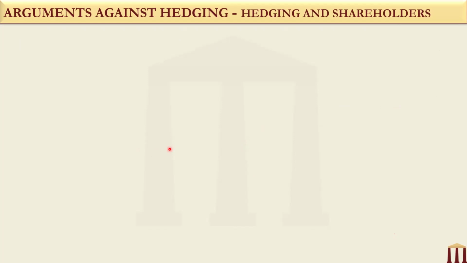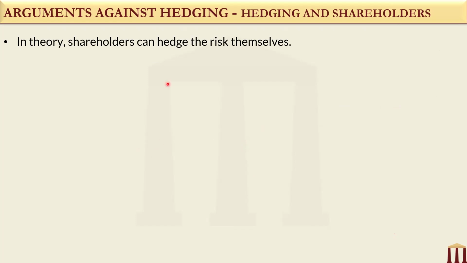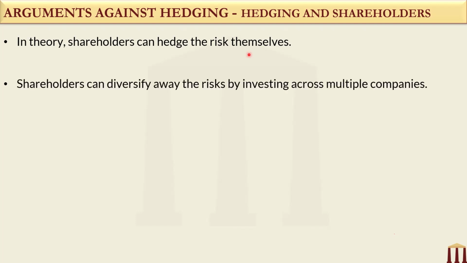Okay. The first argument deals with hedging and shareholders. So in theory, shareholders can hedge the risks themselves, because we have seen this in the chapter on the capital asset pricing model and diversification. In fact, this was discussed even before that, but we discussed this particular part of diversification in great detail in Foundations of Risk Management, chapter number 5, Capital Asset Pricing Model and Modern Portfolio Theory. So shareholders can diversify away the risks by investing across multiple companies.